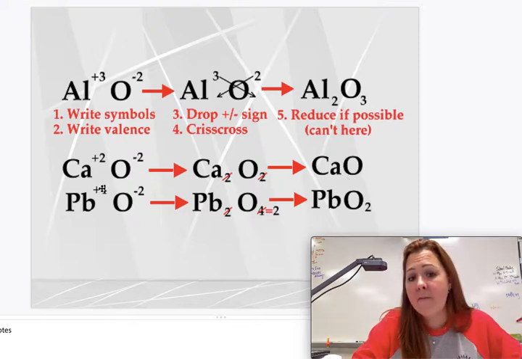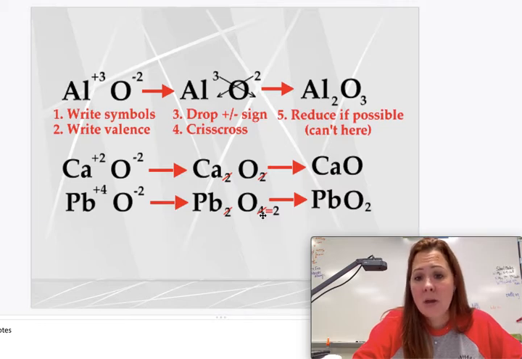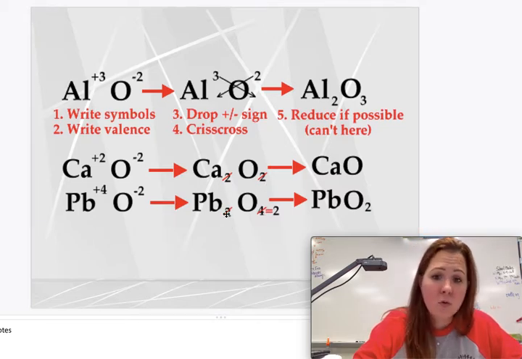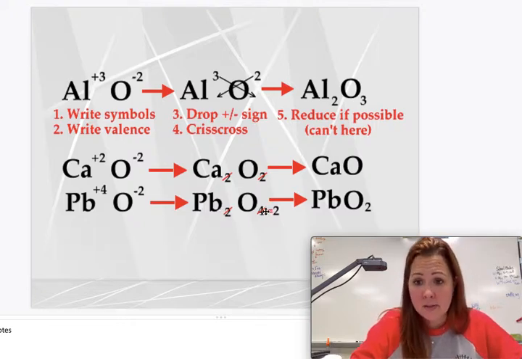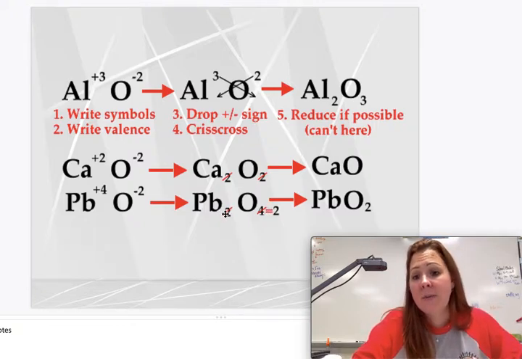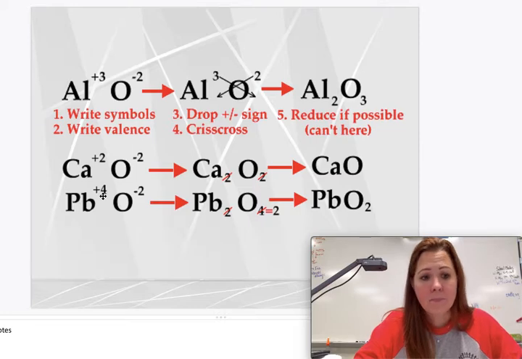Now this one, you have a 4 and a 2 for your charges that you're going to swap and drop. So the 4 came over here to your oxygen, the 2 came over here to your lead. But 2 and 4 are both divisible by the same number. So 2 divided by 2 is 1. 4 divided by 2 is 2. So that's how they got PbO2.